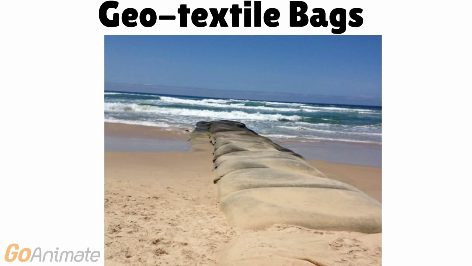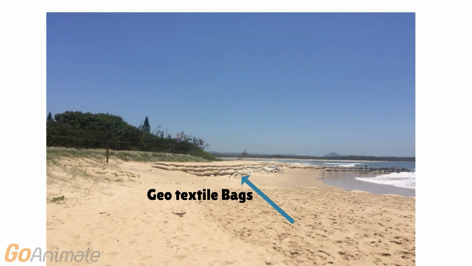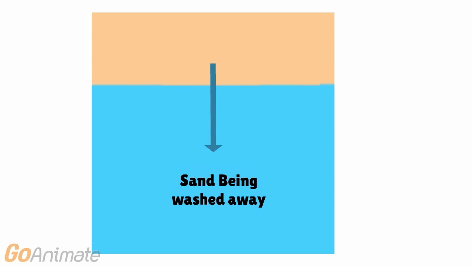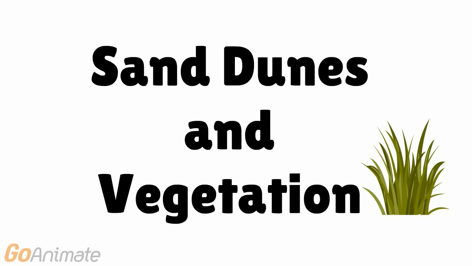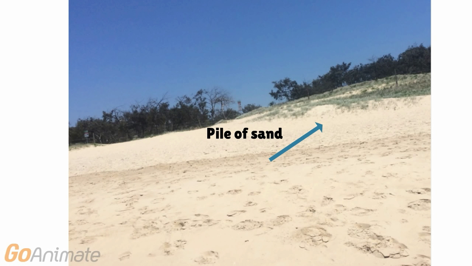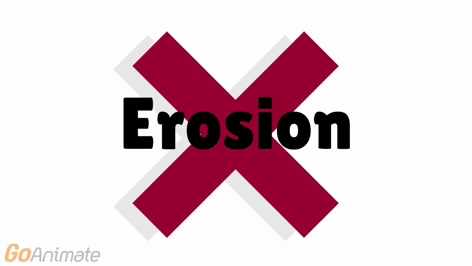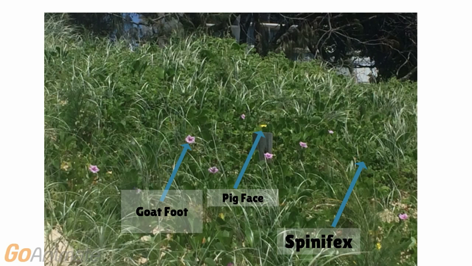Geotextile bags. Geotextile bags are man-made structures which stop erosion. These bags are all around the Cotton Tree Beach area. When waves hit the geotextile bags, it protects the sand from being washed away. Sand dunes and vegetation. A sand dune is a pile of sand caused by wind. Sand dunes help stop erosion and protect the caravan park. Vegetation helps the stability of the sand dune.